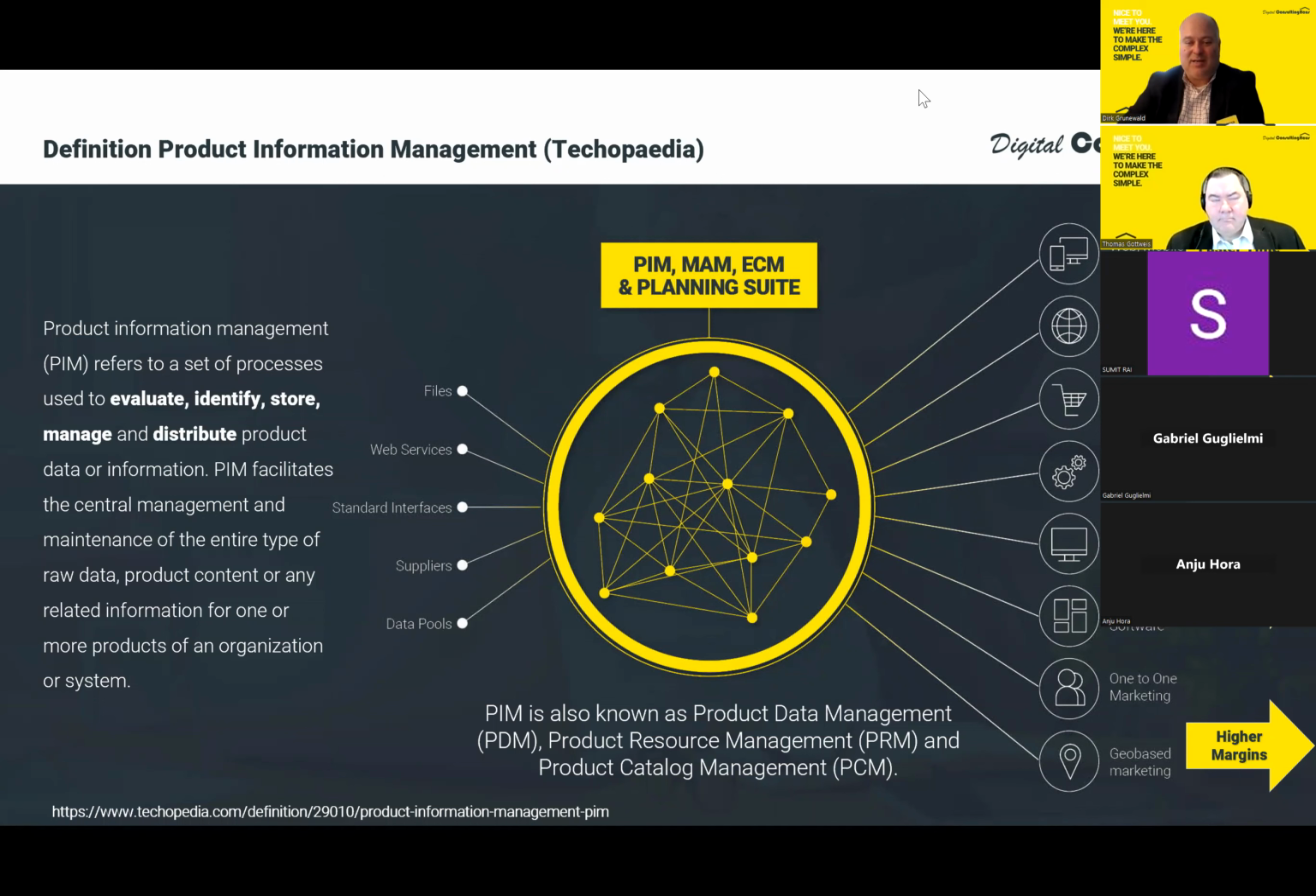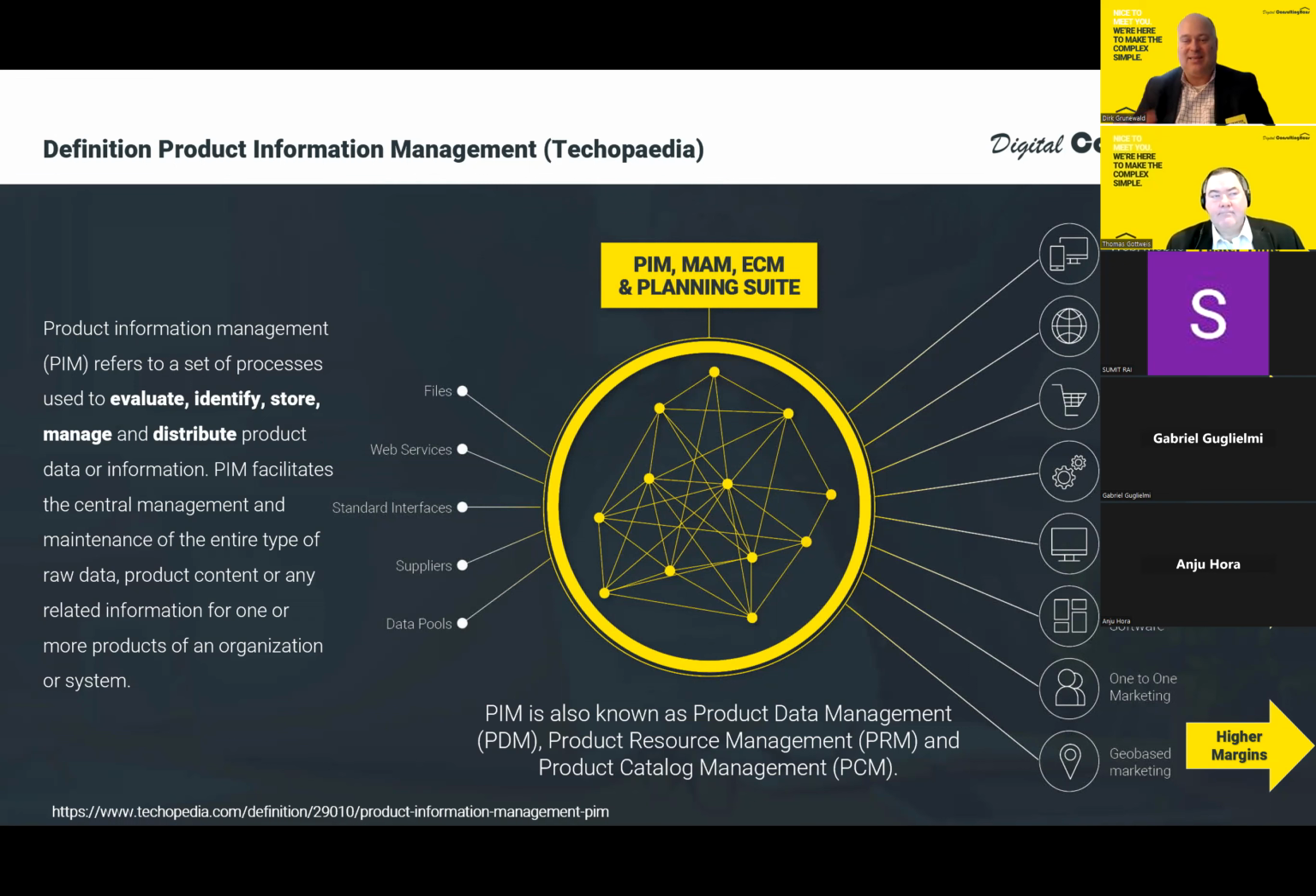And that is what product information management shall help with, right? So I use the definition. There are multiple definitions, but I use a definition from Techopedia, what product information management is.